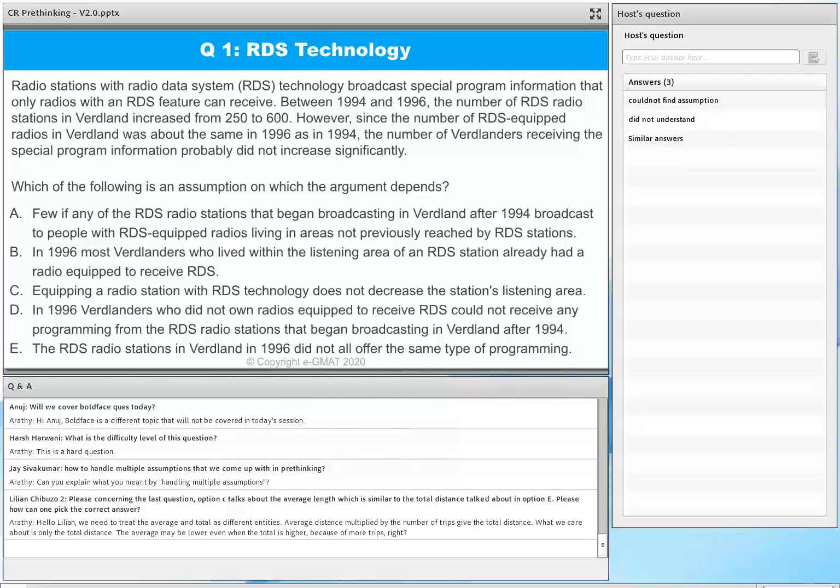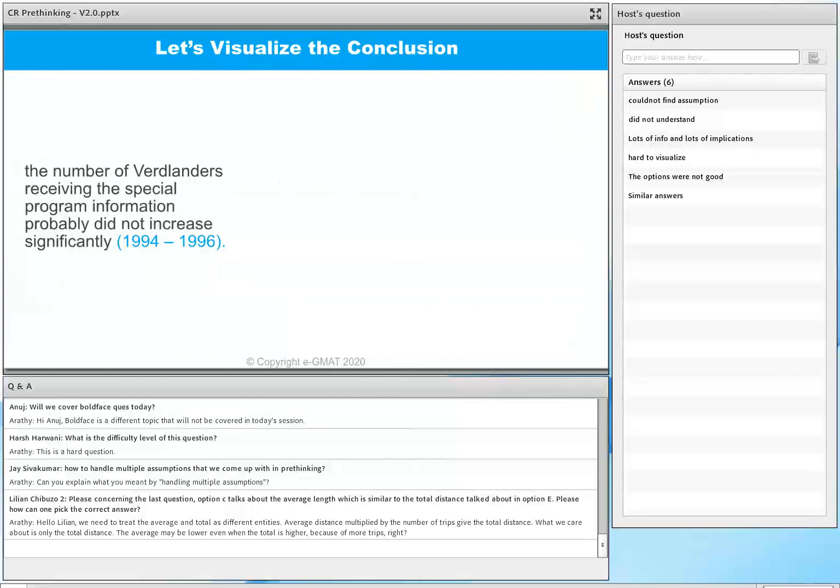I know this because I've done this session 100 times. I've solved this question 100 times. And every time, once I make you understand the argument, you guys are able to come up with not one, but multiple correct answers. Okay. But the reason why you struggled originally is because you did not write things down. Let's start visualizing the conclusion over here.